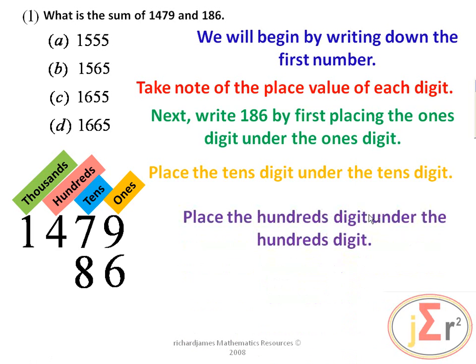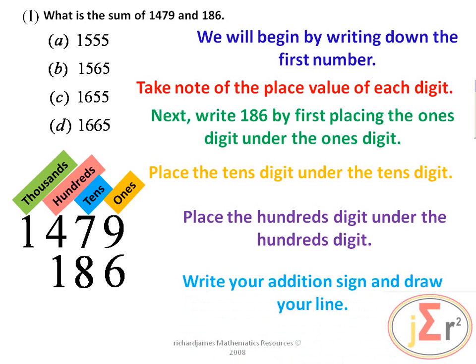And finally, place the hundreds digit under the hundreds digit. So the hundreds digit will also be vertically aligned with the hundreds digit of the other number. That is very important, because when we are adding numbers, digits of the same place values need to be added together.